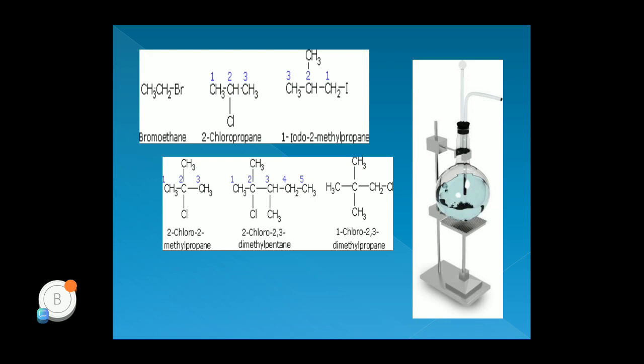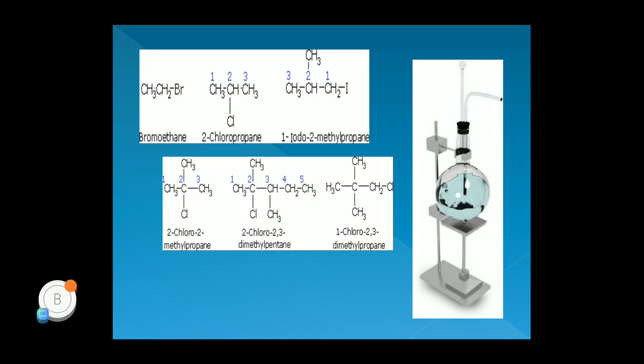Next is 2-chloro-2-methylpropane. The chlorine is on the second position and the methyl group is also on the second position. Then we will apply the alphabetical order. The chlorine comes first, so its name will be 2-chloro-2-methylpropane. Next is 2-chloro-2,3-dimethylpentane. Five carbons are there in the chain, it's a pentane.